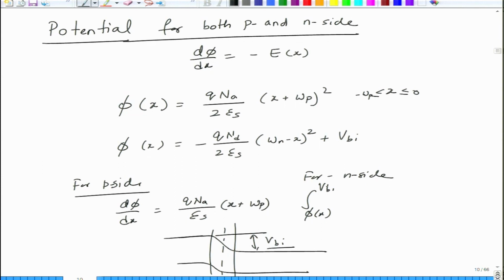So, the integration will take place from phi x to Vbi, and Vbi we already know. So, basically the phi x would be this. So, this would be Vbi minus phi x. So, whatever phi x you will have, it will be Vbi minus of something, all right. So, now let us see what is the depletion region width.